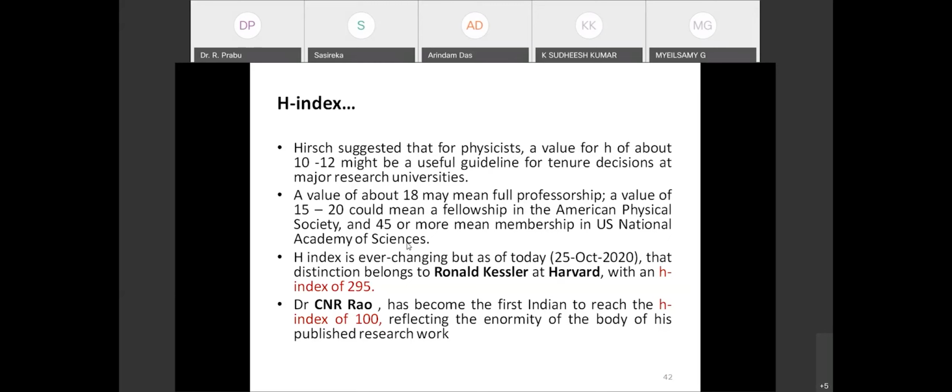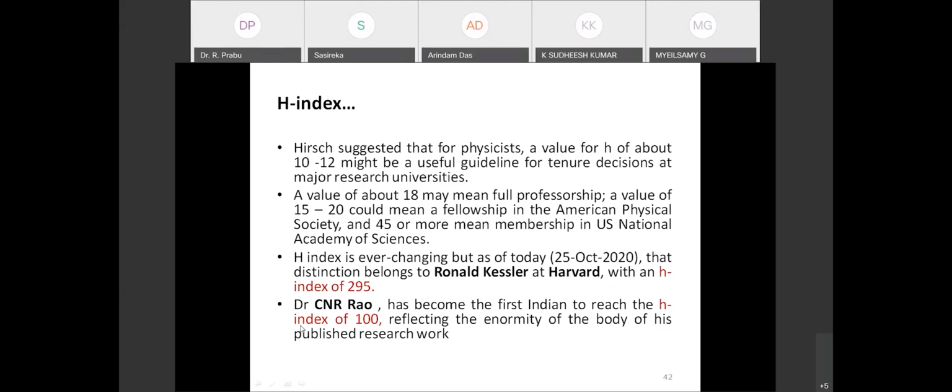See, this is the H index, I'm just giving it with an example. Who has the highest H index in the world? This belongs to Dr. Ronald Kessler. He is from Harvard University. He has an H index of 295.